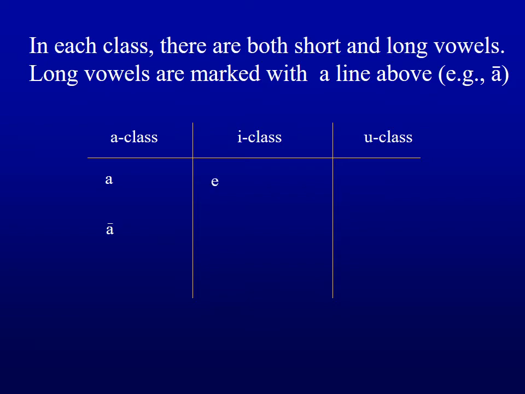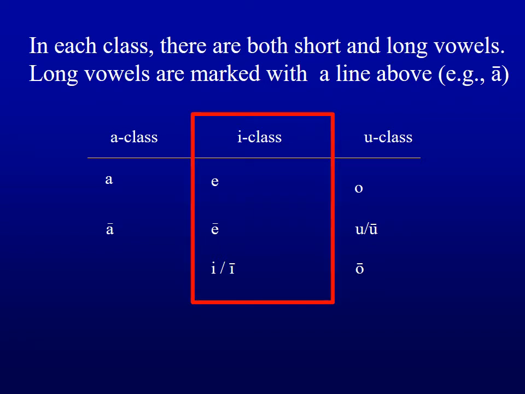In the E class, we have a short E, which is pronounced E. We have a long E, which is pronounced A. And we have short and long I, which is pronounced I or E. In the U class, we have a short O, which is pronounced Ah. We have a short and long U, both pronounced U. And then we have a long O, pronounced O. We'll start by looking at the E class.